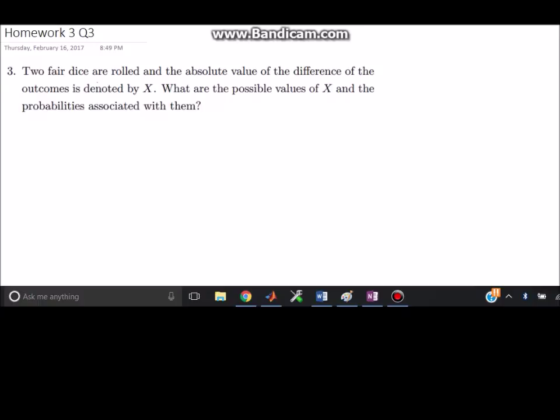Okay, so let's read the problem together. The problem states, two fair dice are rolled and the absolute value of the difference of the outcomes is denoted by x. What are the possible values of x and the probabilities associated with them?